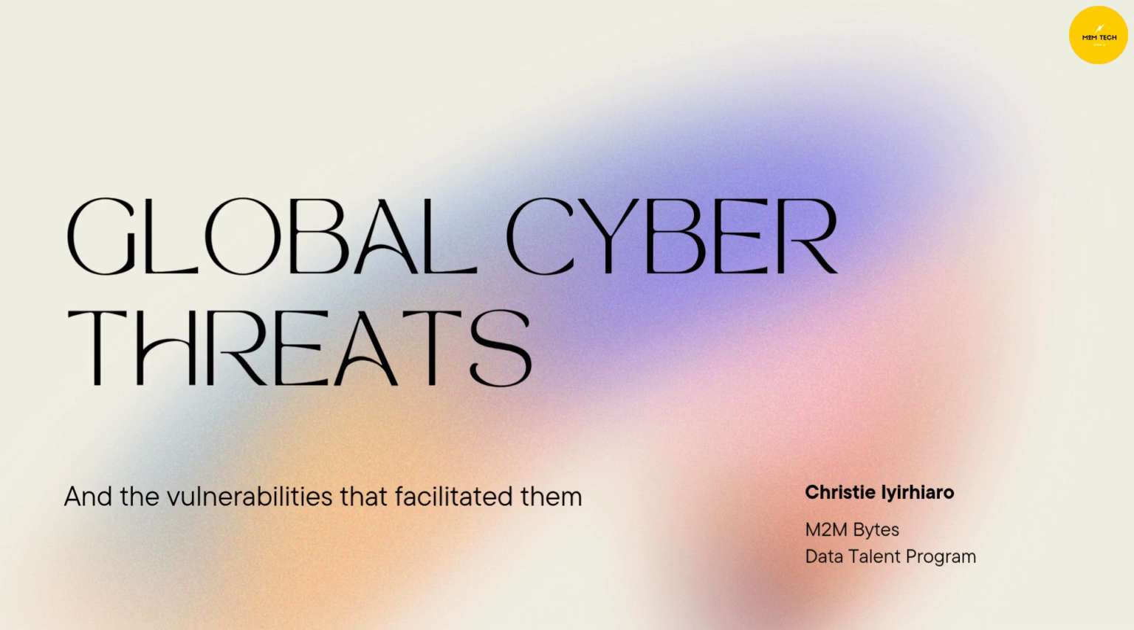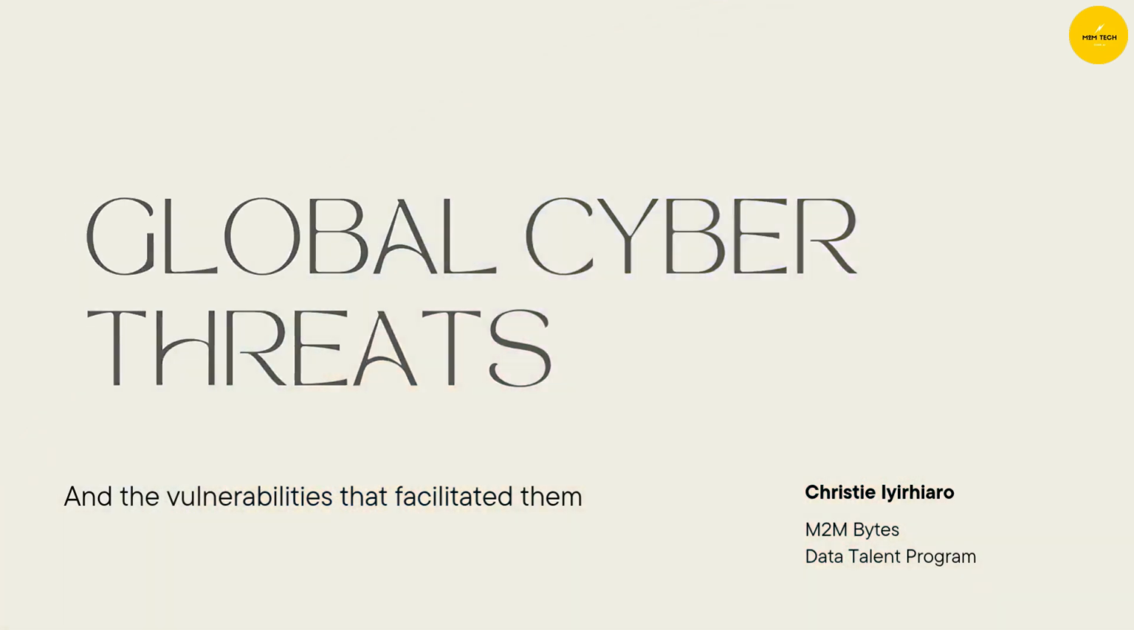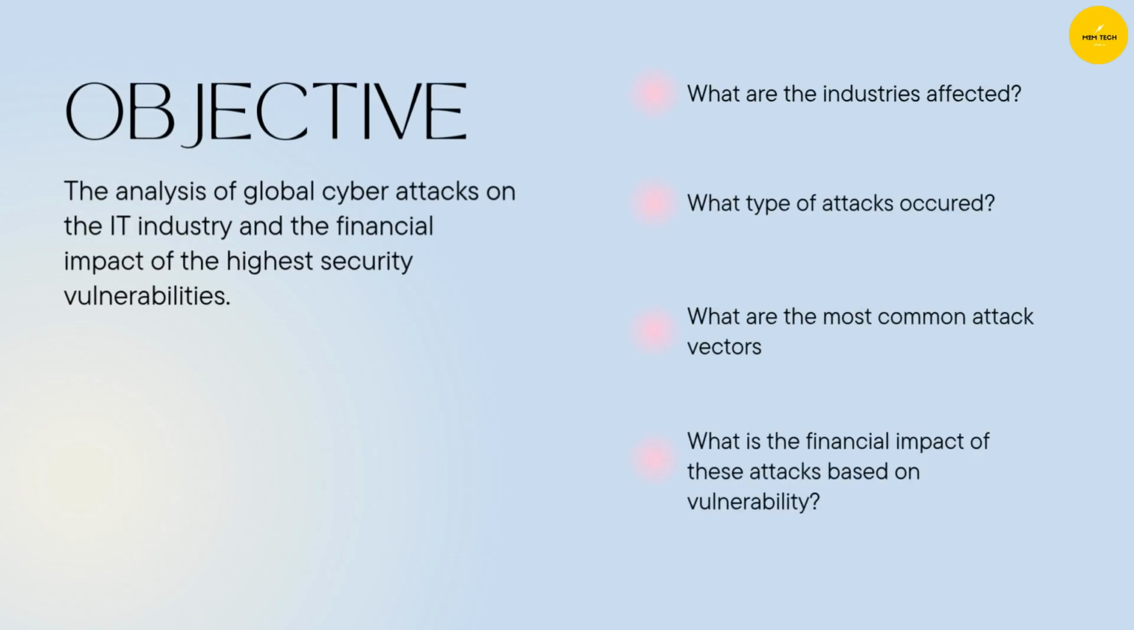entitled Global Cyber Threats and the Vulnerabilities That Facilitated Them. The objective of my capstone project is the analysis of global cyber attacks on the IT industry and the financial impact of the highest security vulnerabilities. The questions I'll be answering today are: what are the industries affected? What type of attacks occurred? What are the most common attack vectors? And what is the financial impact of these attacks based on the vulnerability?